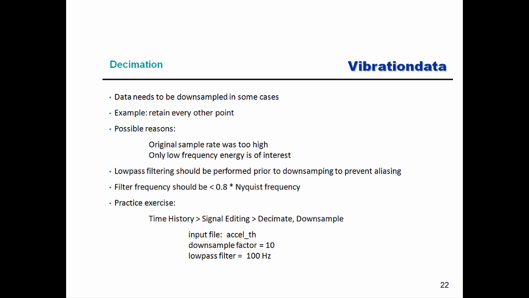Now I've just got a rule of thumb here, and this is not carved in stone. This is just a very rough rule of thumb. I'm going to say that the filter frequency should be less than 0.8 times the Nyquist frequency, where the Nyquist frequency is 1/2 the sample rate. And to be conservative, it's probably better to even have a lower filter frequency.